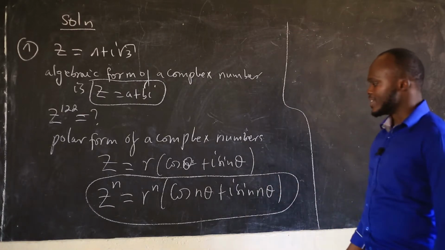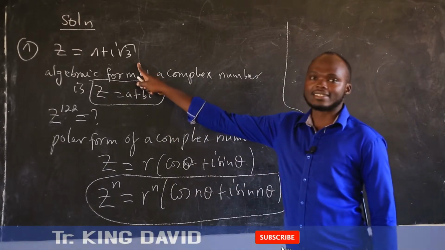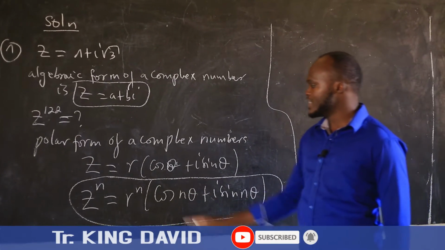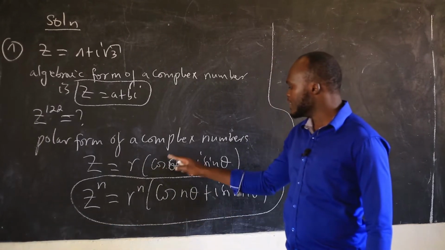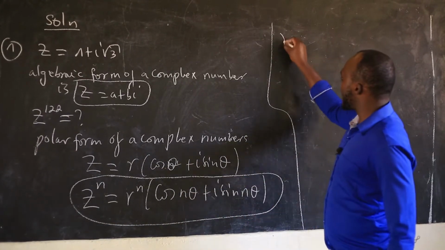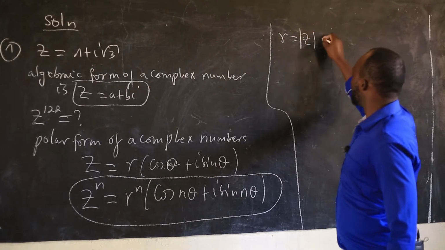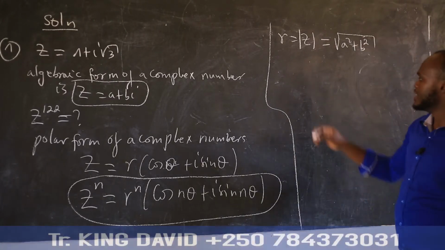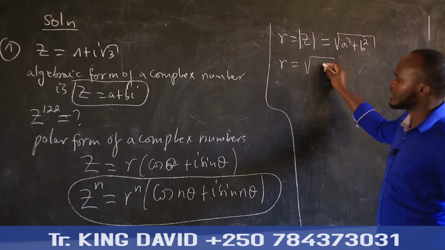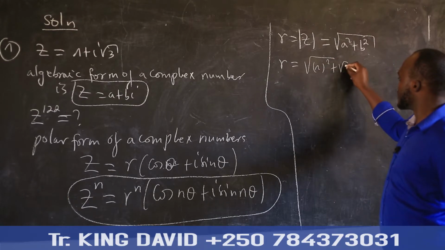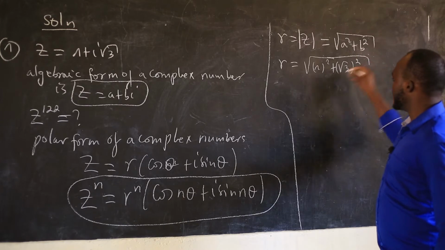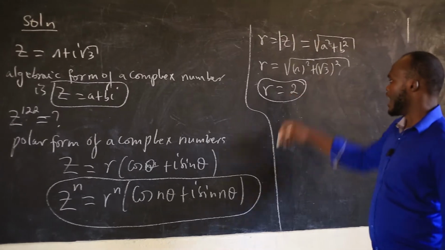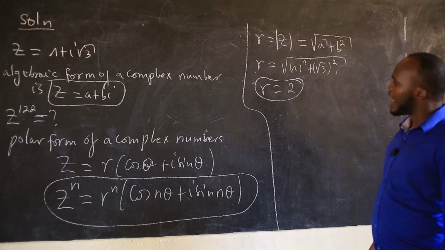So let us see how to express this complex number in polar form. What do we need? We need r, the modulus of z, and we need the argument of z. Remember, r, the modulus of z, equals the square root of a squared plus b squared. So our r will be equal to the square root of 1 squared plus root 3 squared. Then r equals root 4, which is 2. Our r is 2.